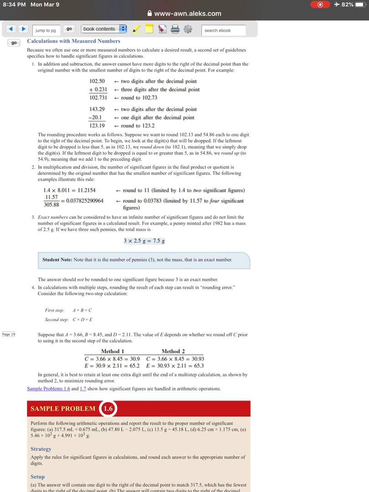Can't go more than the one that has the fewest. The 102.50 only goes 2 digits past the decimal point, so we can't go more than 2. So here's what we do. We take our 102.731 and we round it. We round it to the second digit past the decimal point.